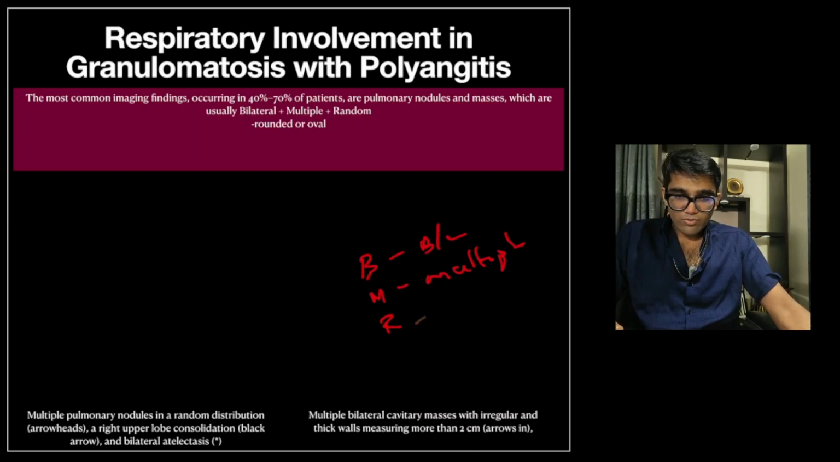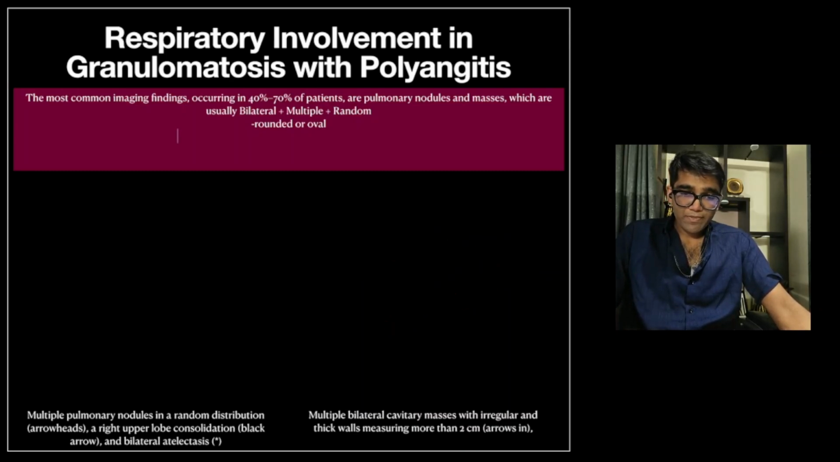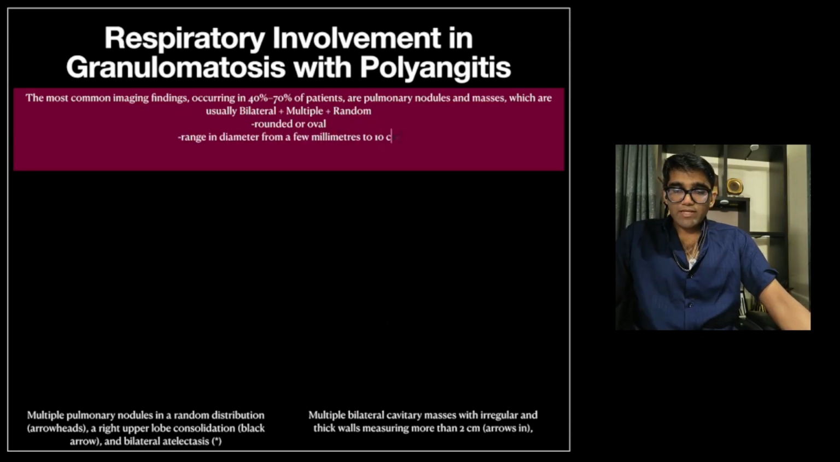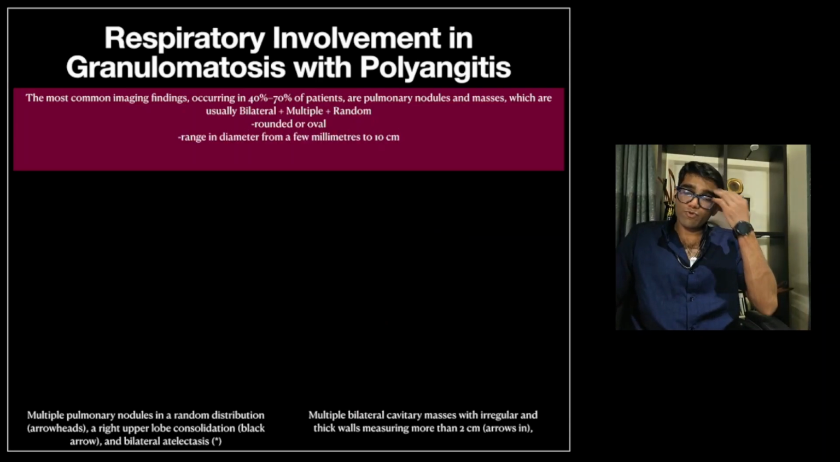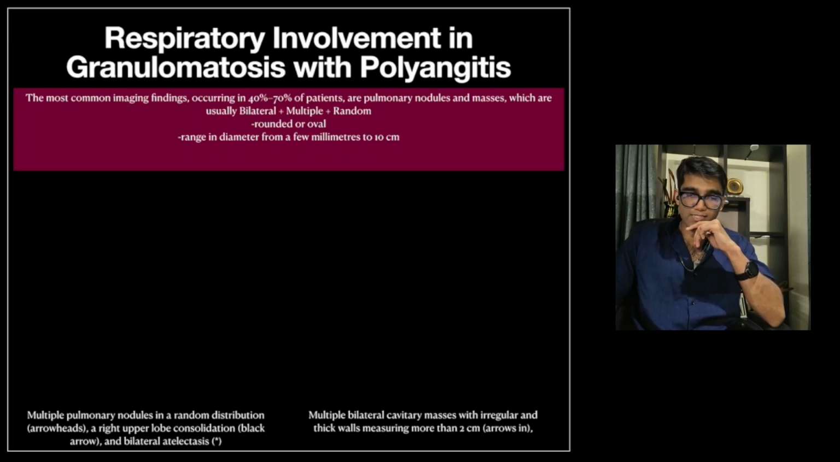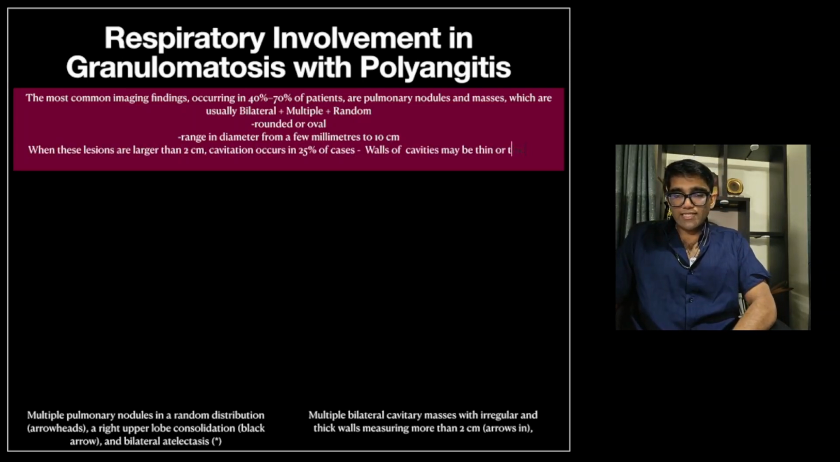So having gone through that, usually the nodules are round to oval in shape. They range in diameter. They could be very small, of a few millimeters, and up to 10 centimeters in size. And when these lesions are larger than 2 centimeters, they're more likely to undergo necrosis, central necrosis and cavitation. So around 1/4 of all nodules that are larger than 2 centimeters tend to cavitate, again increasing the possibility of malignancy. So in this situation, you're again thinking, okay, infection, maybe a malignancy.